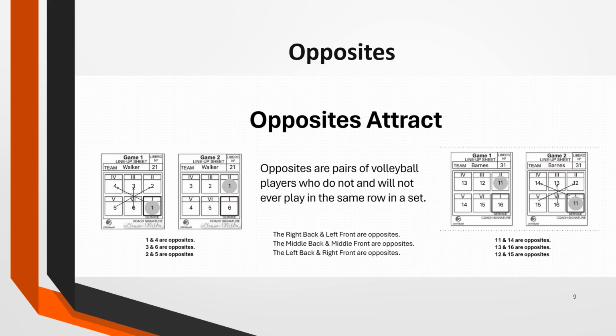We also have Team Barnes on our right. We have 11 and 14 who are opposites, 13 and 16 that are opposites, and 12 and 15 that are opposites. We're going to learn later in this presentation how opposites can aid our education and understanding of alignments and rotations.